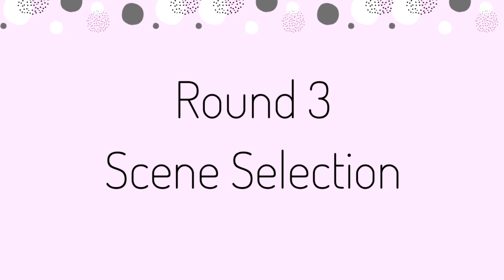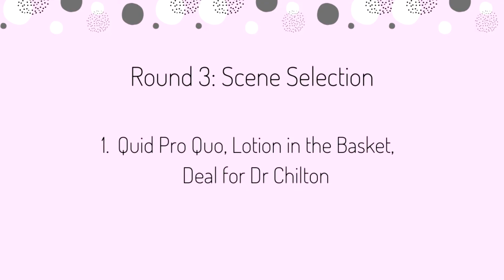So that was your literary adaptation round. We move now on to round 3, which is scene selection. I'm going to give you 3 title chapters of your DVD scene selection. You need to tell me what movie these chapter titles are from. Number 1, Quid Pro Quo, Lotion in the Basket, Deal for Dr. Chilton. If you were flipping through the DVD menu, which movie would give you those chapter titles as an option?